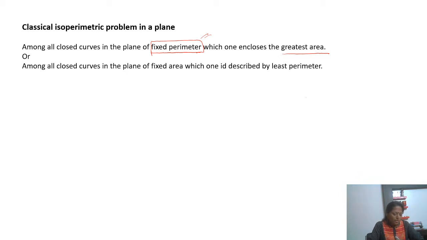And this classical problem, the isoperimetric problem, is conceptually the problem of least action in physics. The problem of least action in physics says: what action encloses the greatest area with least effort? What is the problem? The problem of least action.